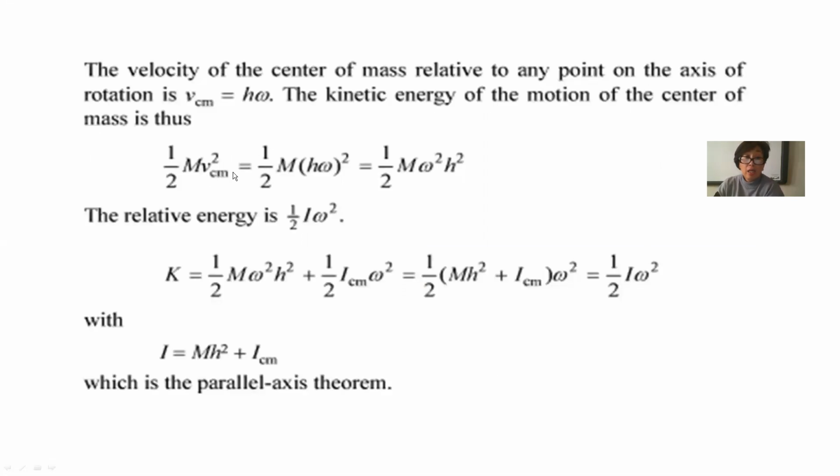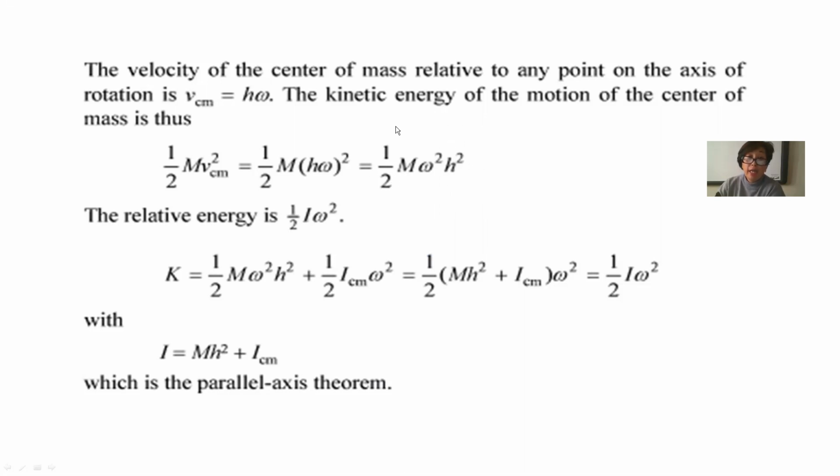Okay, and here we know the velocity of the center of mass relative to any point on the axis of rotation. We replace and put in the formula h omega, so this is omega squared, h squared. The energy will be the relative energy, and we know it is I omega squared divided by 2. This is the formula.